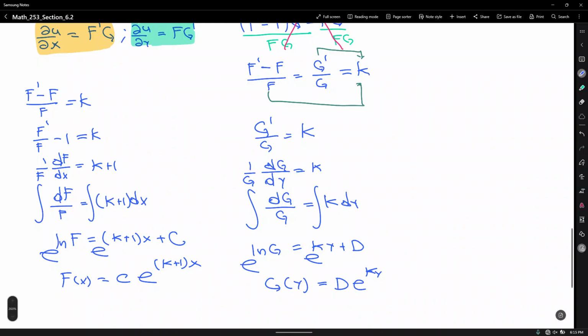But again, guys, that's just the general solution. We need to find the particular solution. Okay, well, number one, the solution.